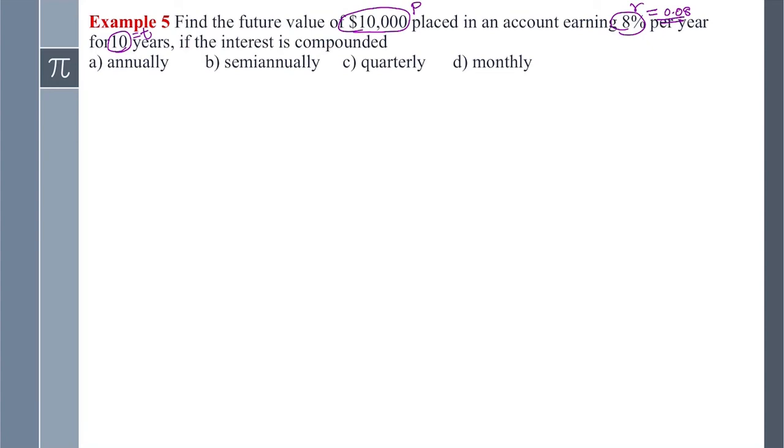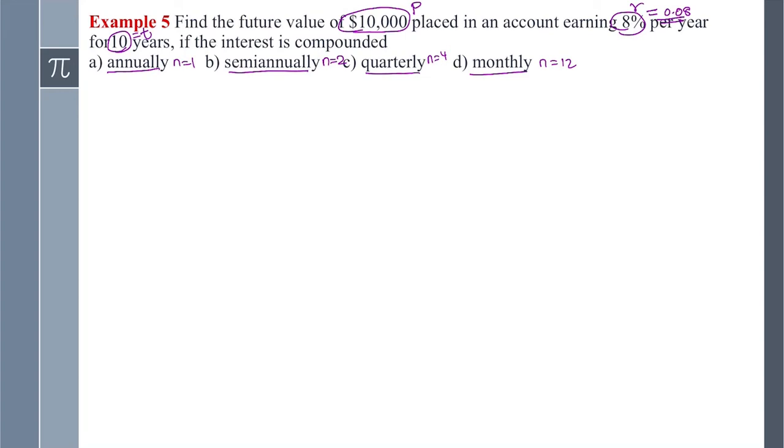If the interest is compounded, we have a couple of things that we need to do. The first one: if the interest is compounded annually, meaning once in a year, N equals 1. Semi-annually means twice a year, so N equals 2. Quarterly means every 3 months, or 4 times in a year, so N equals 4. Monthly means every month, or 12 times in a year, so N equals 12. P, R, and T are not going to change for A, B, C, and D, but N is going to change, and that makes a difference to the value of the amount.